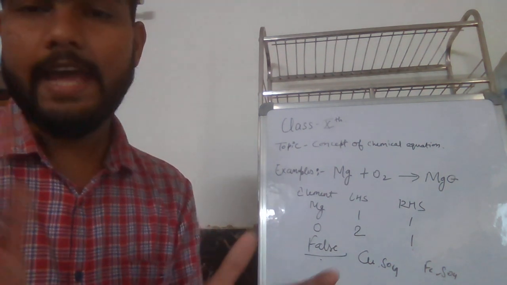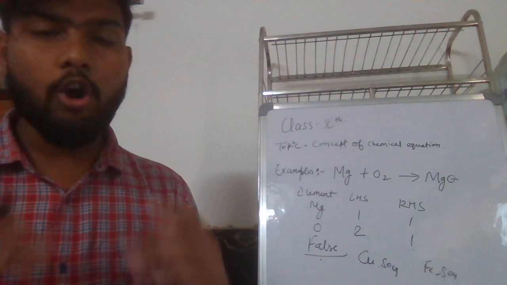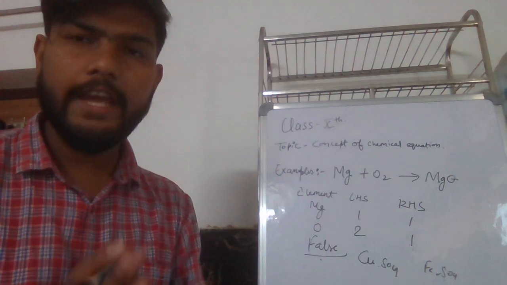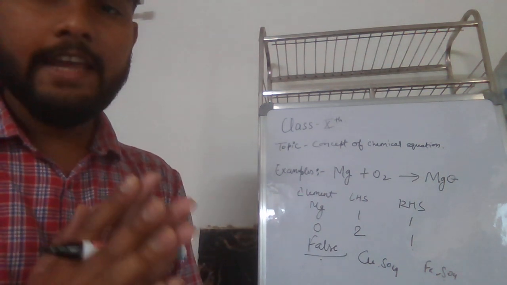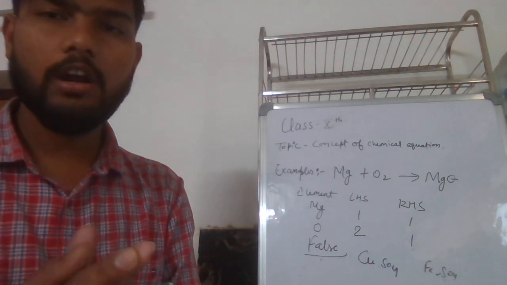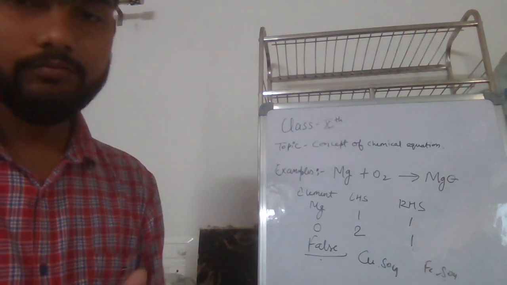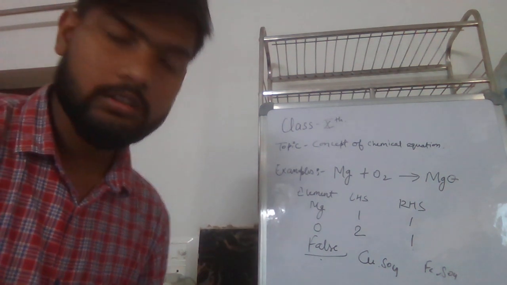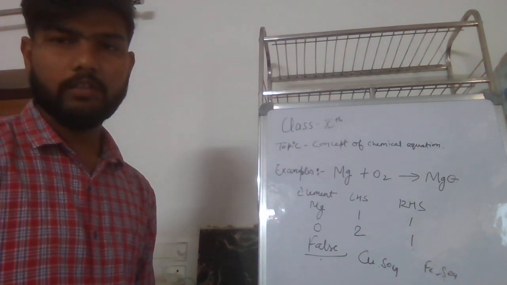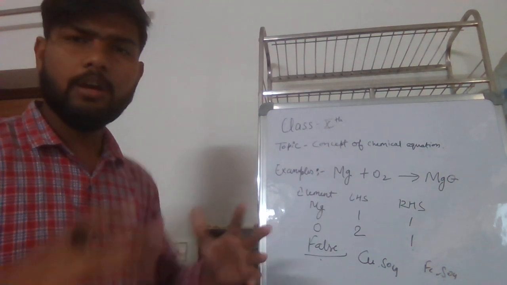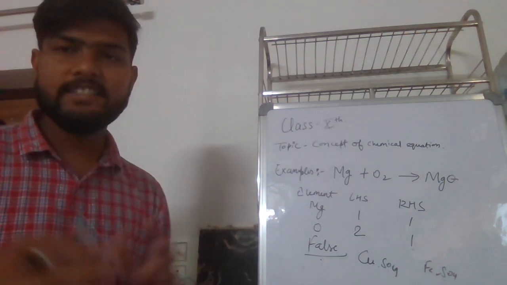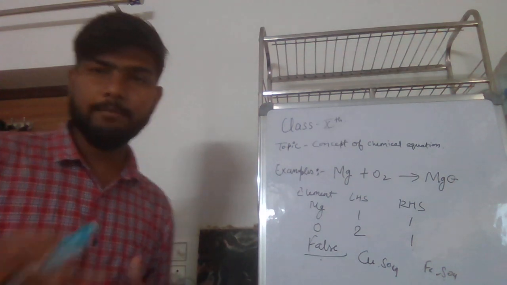As we see, copper sulfate reacts with iron to give ferrous sulfate and copper. You have to write the chemical equation of this reaction and check whether it is balanced or unbalanced. For that you have to do the experiment. Now we will come to know the problem based on chemical equation. Let's discuss the problem based on chemical equation.